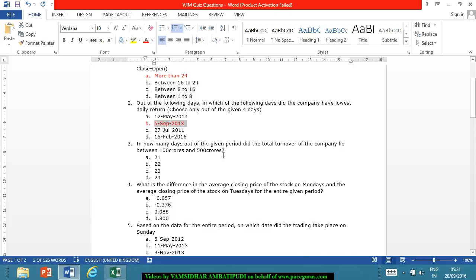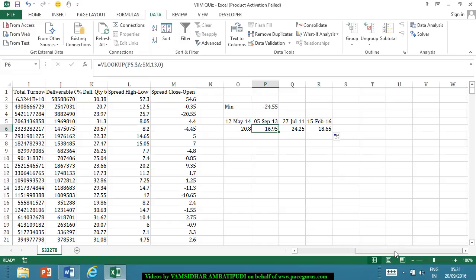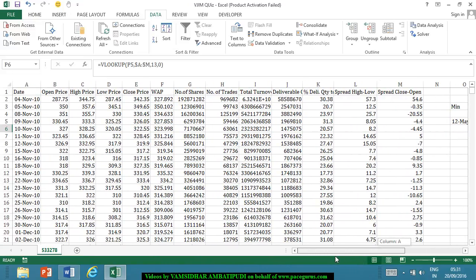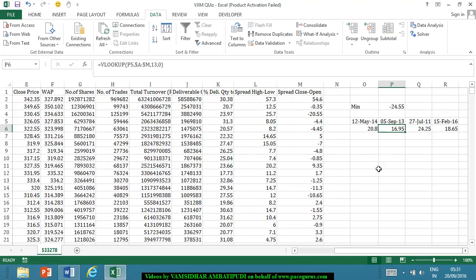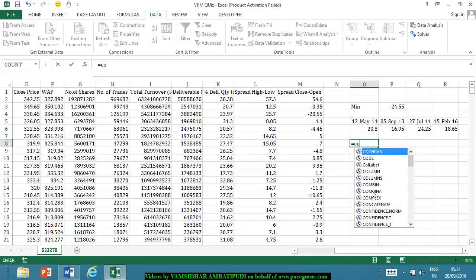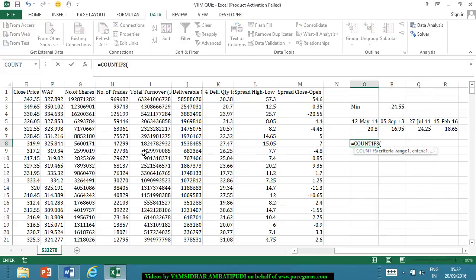In how many days out of the given period did the total turnover of the company lie between 100 crores and 500 crores? Either I could have done a filter, but I don't want to do those filters, I'll use the formula itself. So the question is, in how many days out of the given period the total turnover of the company is between 100 crores and 500 crores. So I could have used the COUNTIFS function, right? COUNTIFS.